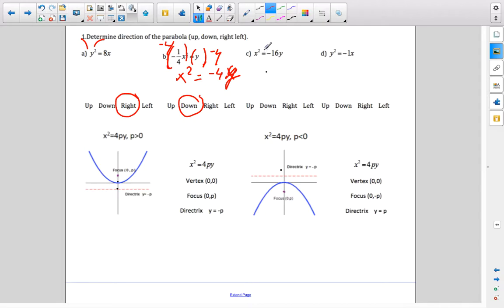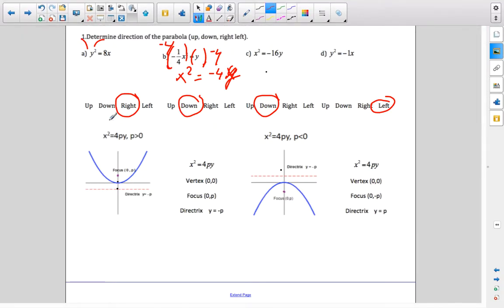Okay, and 16x equals negative 16y. Now x squared, that's the up or down parabola. If it's negative, it moves down. Okay, y's alone, and it equals a negative 1x. So y squared equals a negative, so that means it's going to be going left. y's only go left or right. x squares go up or down.